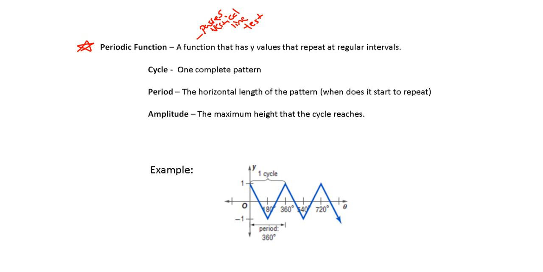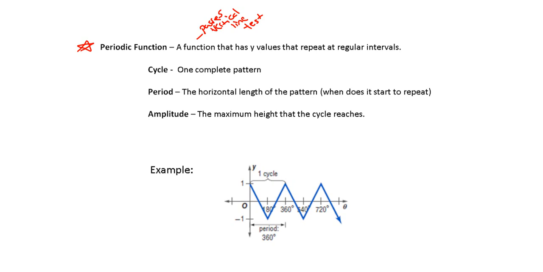Next, we start talking about some key terminology here. This will be a good part of the matching section of a test or a quiz that you guys will have to take next Tuesday. There are 3 key terms. Number 1, what is a cycle? A cycle is one complete pattern of the graph. Next, what is the period?